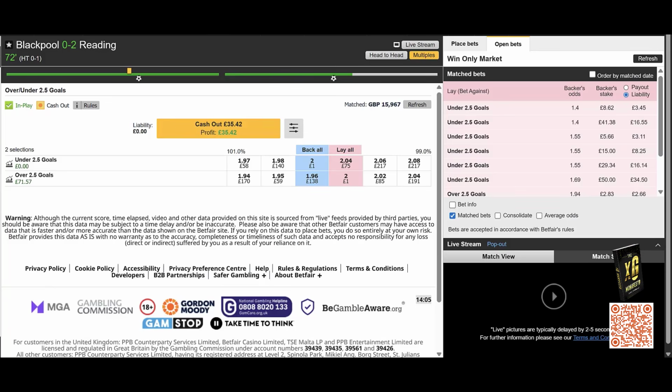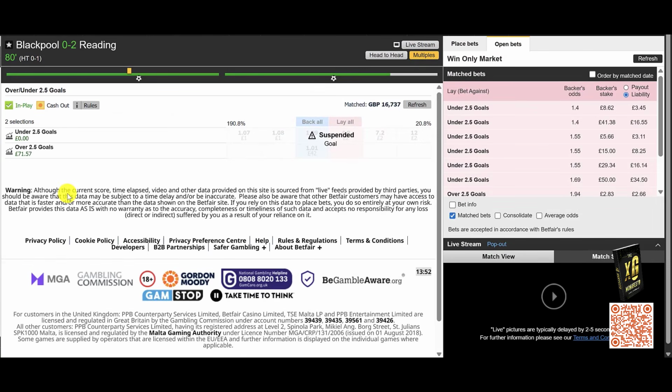There is lots of time on the clock. 72 minutes. It's Blackpool 0, Reading 2. 80 minutes on the clock. There has just been another goal, and the score has just gone Blackpool 0, Reading 3. So as expected, we knew that the Reading win was pretty much nailed on. But anyway, we've landed the profit on the over 2.5 goals. We were expecting that 3rd goal. It's arrived in good time.